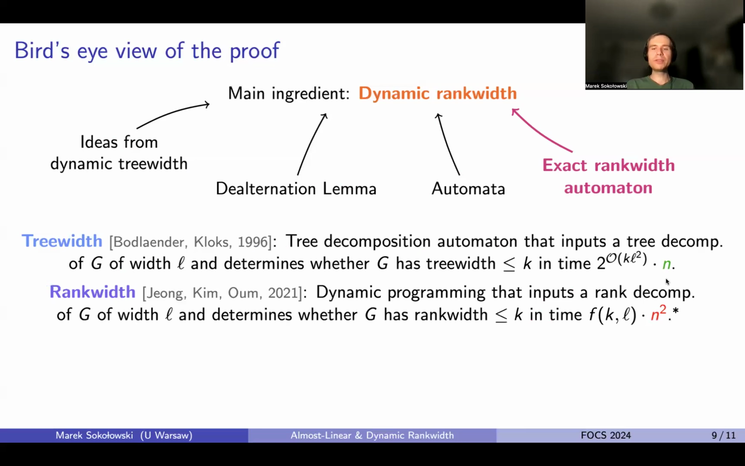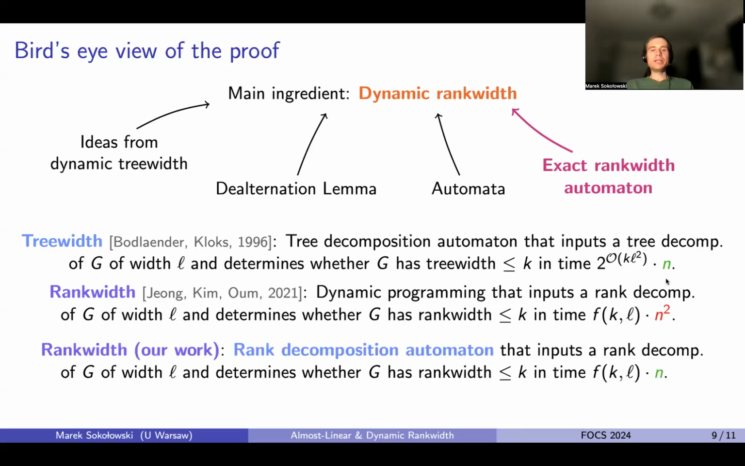So Jeong, Kim, and Oum proved that there exists a dynamic programming scheme that takes as input a rank decomposition of the graph of width at most L and determines whether this graph has rank width at most k in time that is n squared instead of n. And here, this dynamic programming scheme didn't really translate too well into automata. Some parts translate really well, but there were unfortunately some parts of it that didn't. So in our work, we actually described a rank decomposition automaton that takes as input a rank decomposition of width at most L and determines whether G has rank width at most k in time linear with respect to the size of the graph.